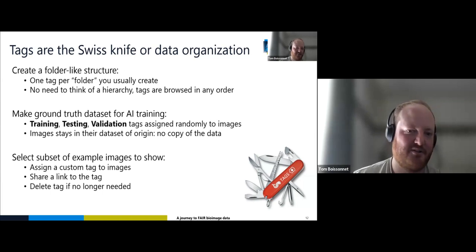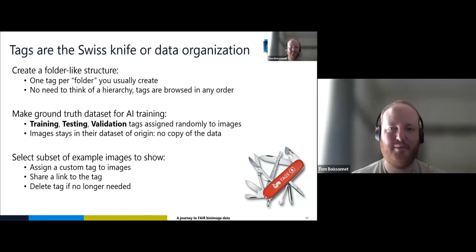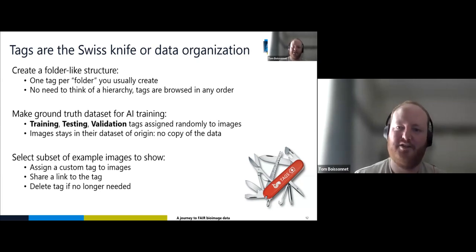Or another example would be to say, I want to select a subset of images that I have to discuss with my supervisor. So again, select those images, discuss those images, share a link to the tag even. And when you don't need the tag anymore, you could simply delete it. And this will not impact your organization of data at all.